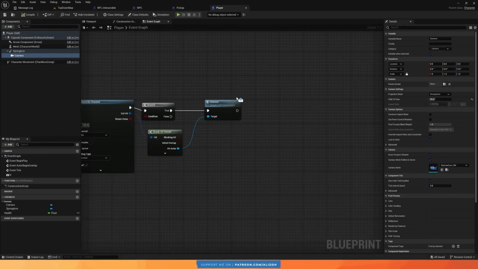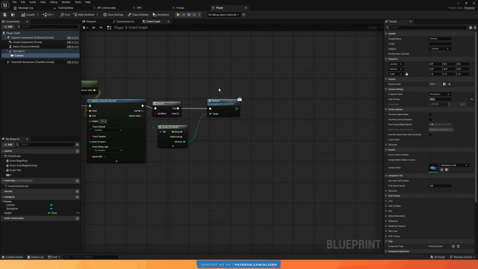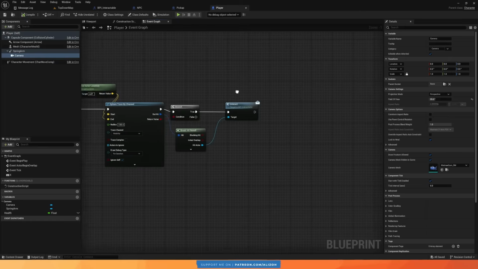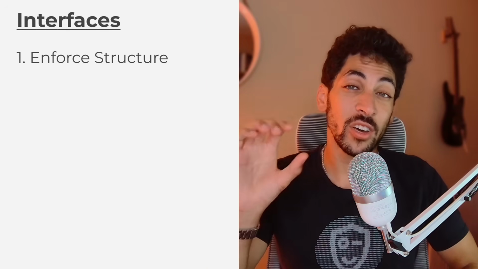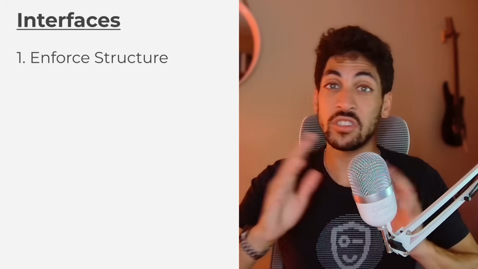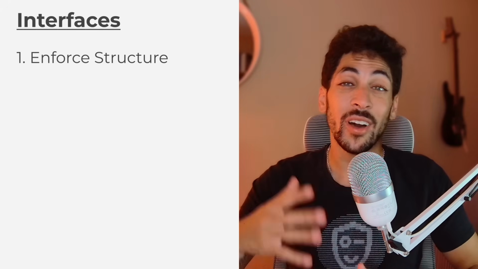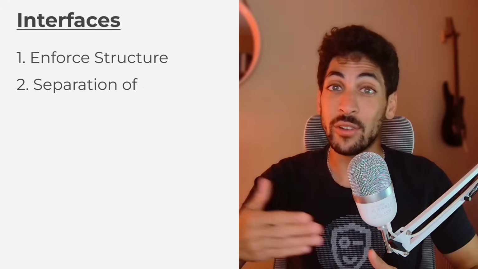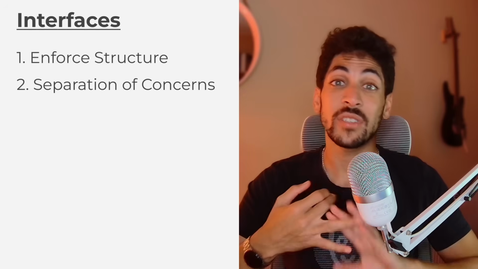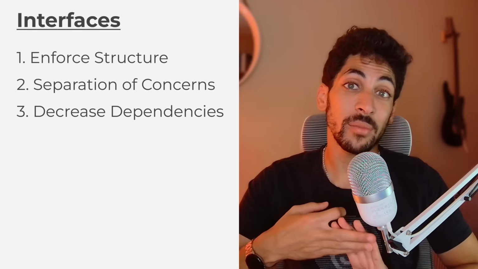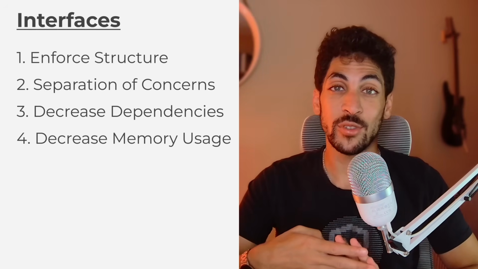So just be smart about it. If you are casting from an AI controller to the enemy AI that it's controlling, that's fine because they always are loaded together, but don't cast from classes that don't depend on each other. That's the bad thing. So in general, use interfaces when you want to enforce a consistent set of functions across different classes, allowing other classes to treat them the same without directly referencing them, thus adding structure to your game, creating separation of concerns, decreasing dependencies, and decreasing memory usage.